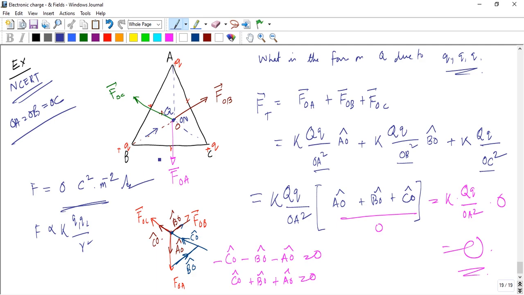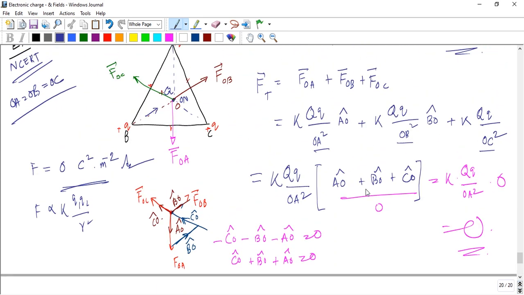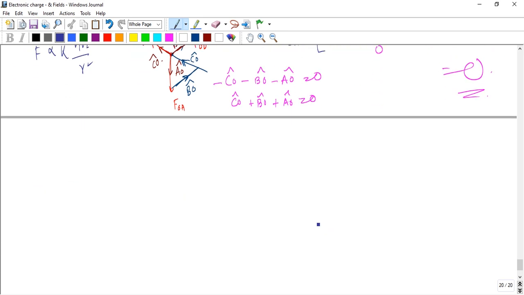Okay, so we can solve this type of numerical for both JEE and NEET. Next, we discuss an important topic called electric field, and a very important topic is electric field.